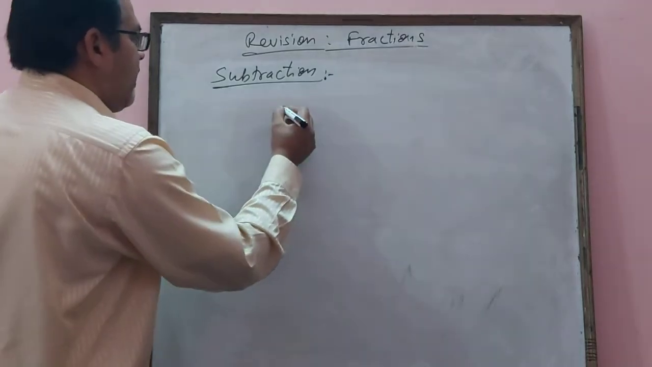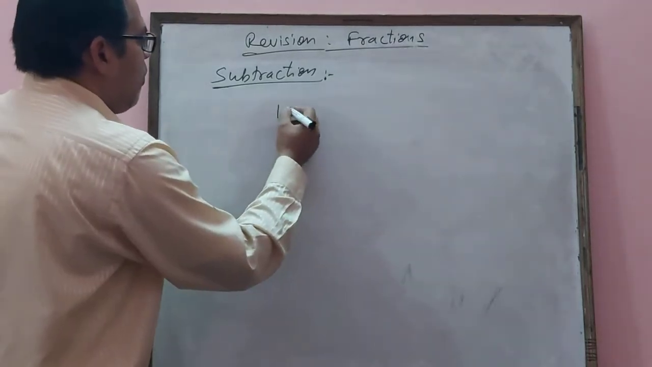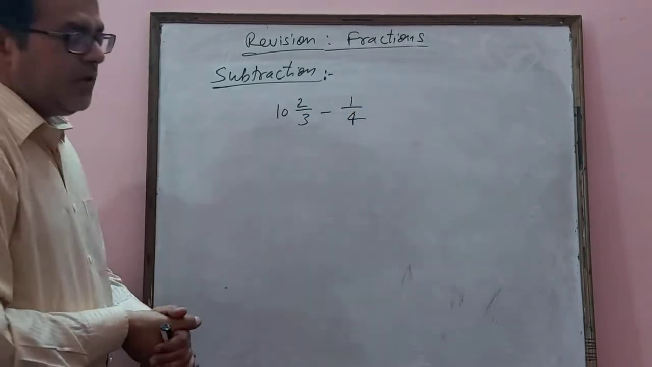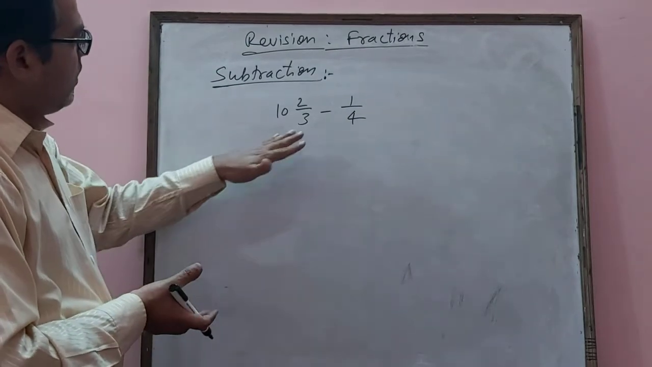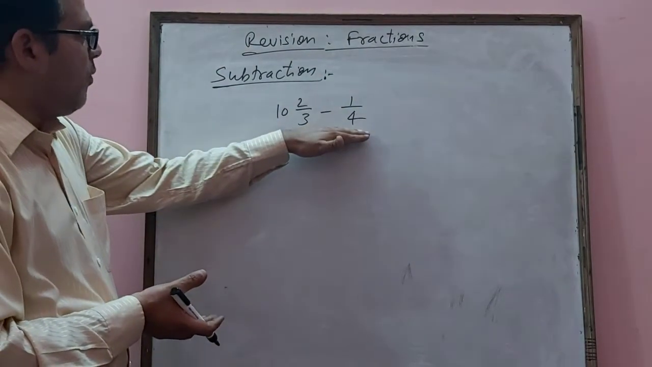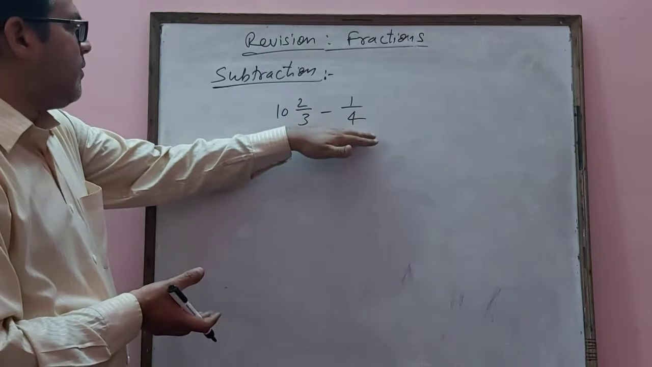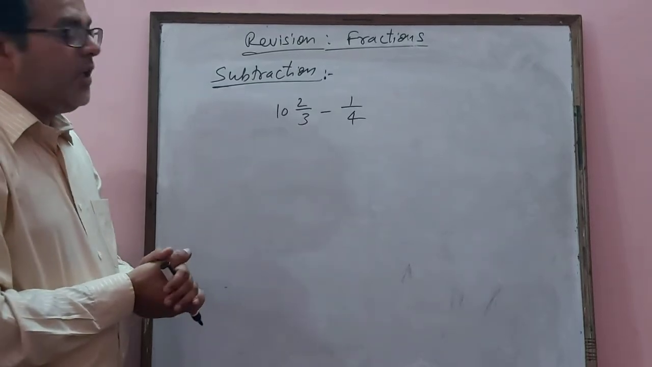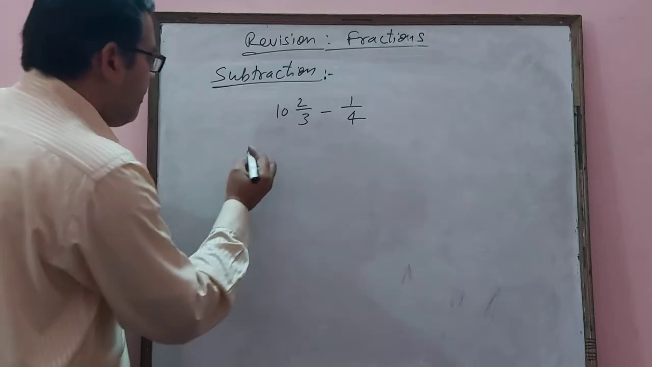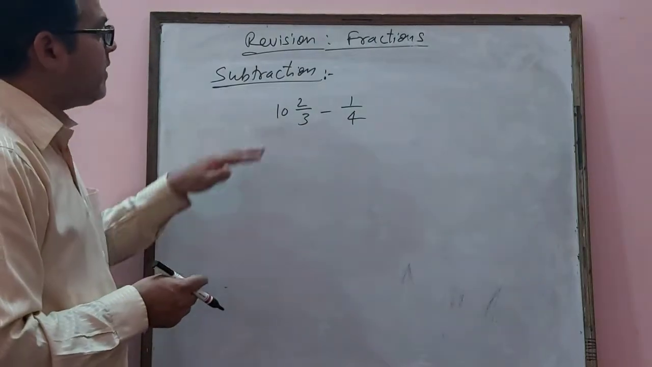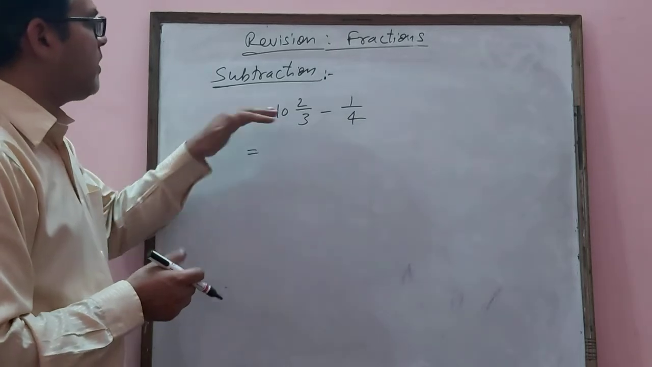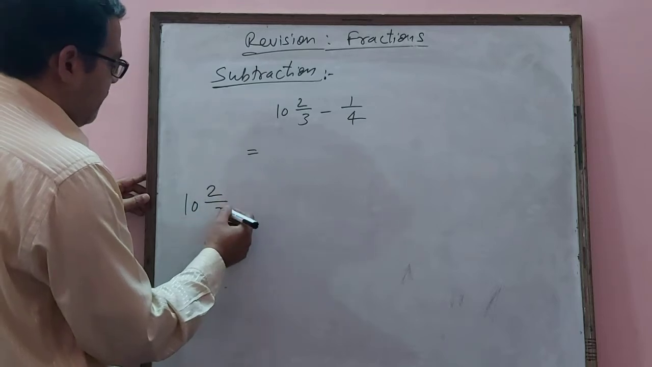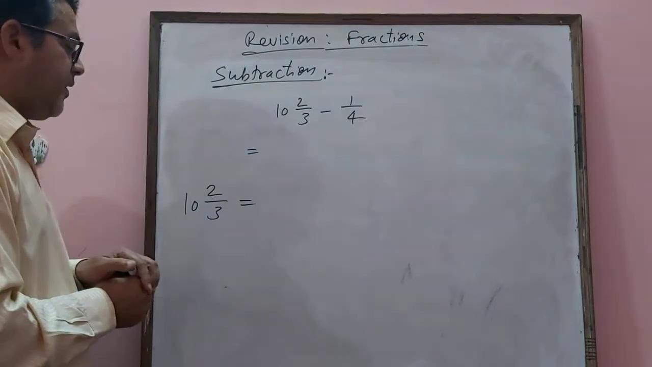Now I am taking here a mixed fraction. 10 whole 2 by 3 and 1 by 4 I am taking. You can see here now we are going to subtract a proper fraction from a mixed fraction. How we can subtract it? Again, there are so many methods, but the simple method is to do one thing. First you convert or change this mixed fraction into improper fraction. How we can write this mixed into improper?